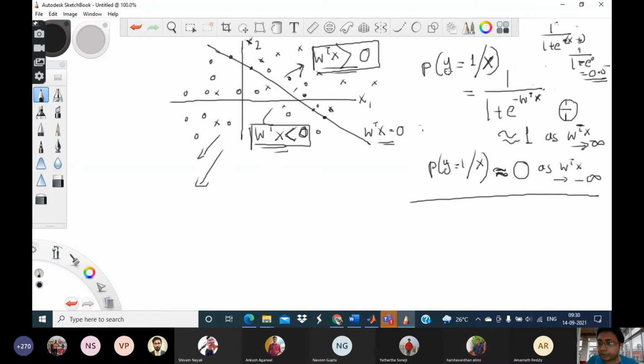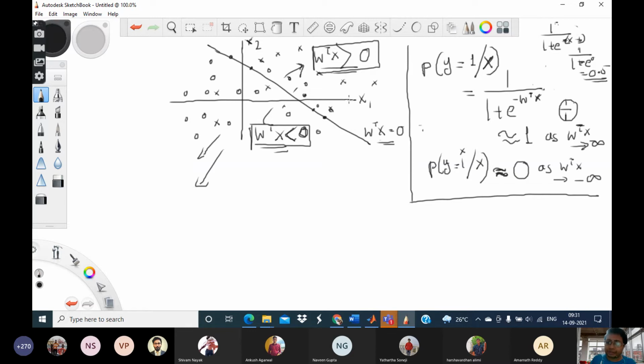That is to say, the probability of y equal to 1 keeps on increasing and tends to 1 as W transpose X tends to infinity. The same thing can be said about the negative half space: as I go deeper and deeper into the negative half space, W transpose X tends to minus infinity, and similarly, the probability of encountering a point with class label 1, that is a cross point, tends to 0. Okay. Now this thing I had done for one dimension earlier.